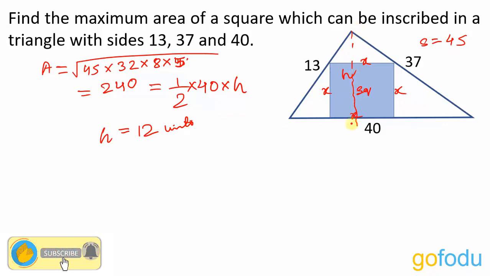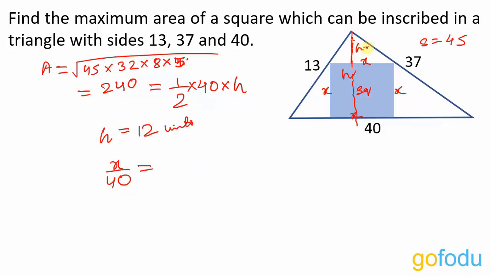Now this small triangle will be similar to this bigger triangle. So x upon 40, ratio of corresponding sides, will be equal to ratio of corresponding altitudes. Altitude of this smaller triangle will be h minus x, overall h minus this length x will be the height of this smaller triangle. So (12 minus x) upon height of this bigger triangle, that is 12. We have got an equation in x. Cross multiply and we get the value of x as 120 upon 13.